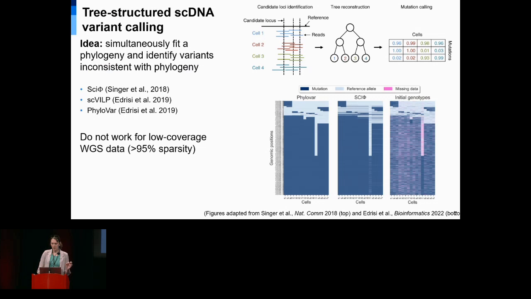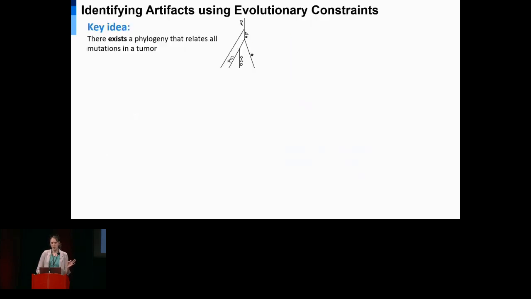But instead, I think we can actually do something simpler. We don't need to know what the phylogeny is. All we need to know is actually that there exists a phylogeny. And just that existence can allow us to make statements about which mutations agree with a potential phylogeny.